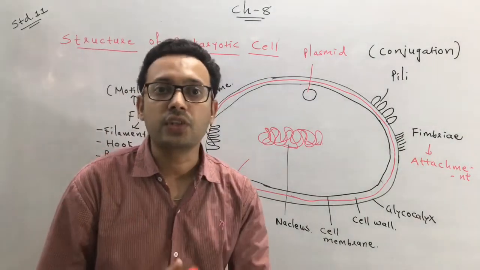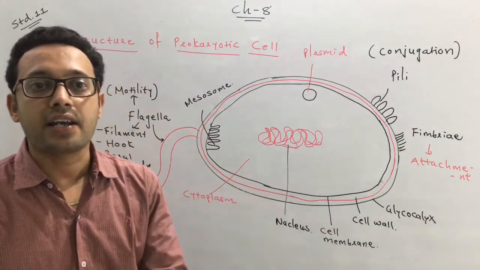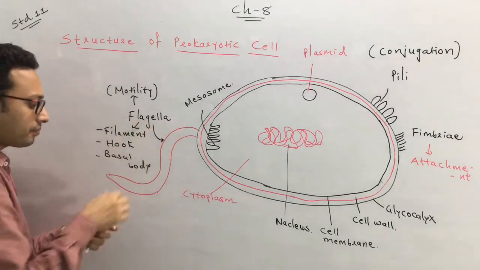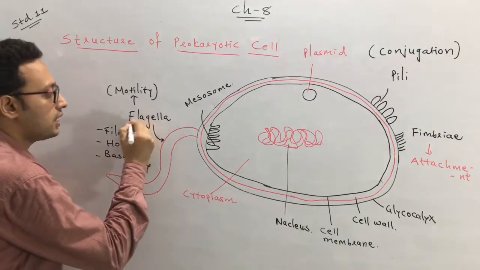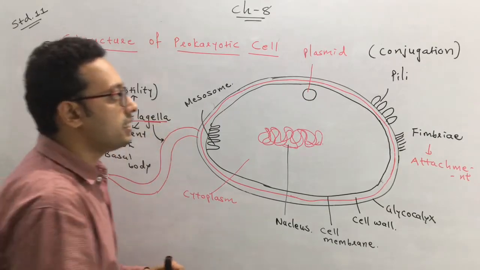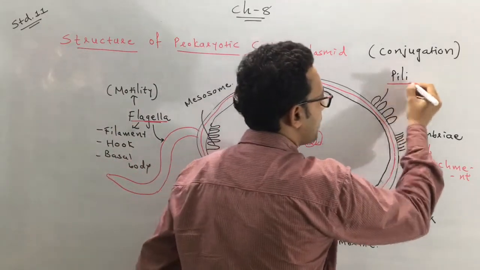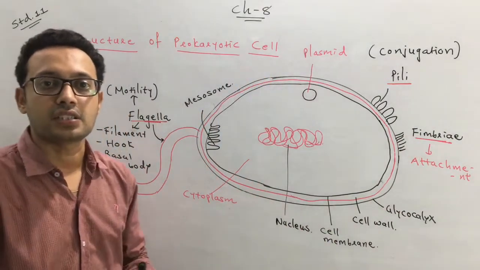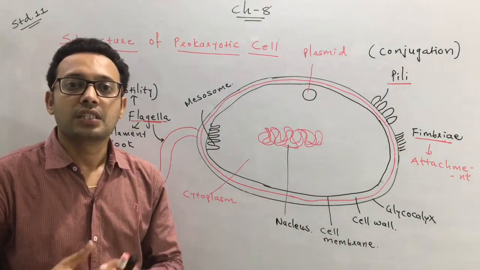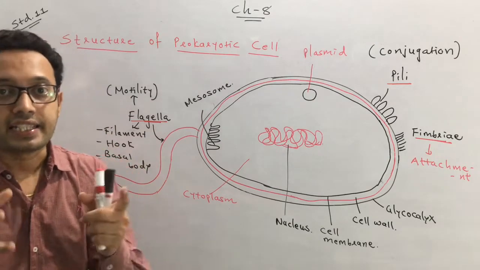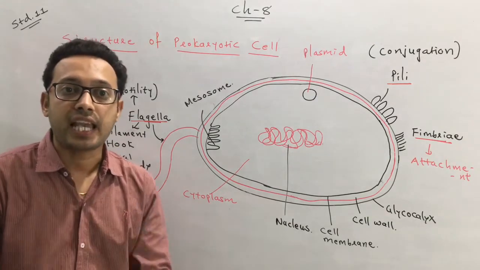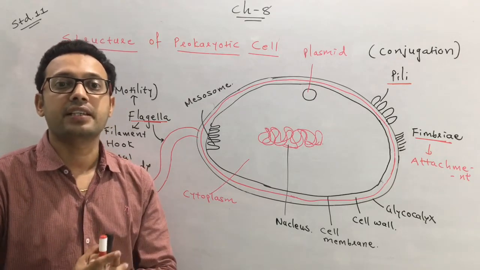So these are the three components that arise from the surface of a cell. The first one is flagella, the second one is pili, and the third one is fimbriae. These are the three structures which arise from the surface of a bacteria. It is not necessary that all these three structures can be found in every bacteria.